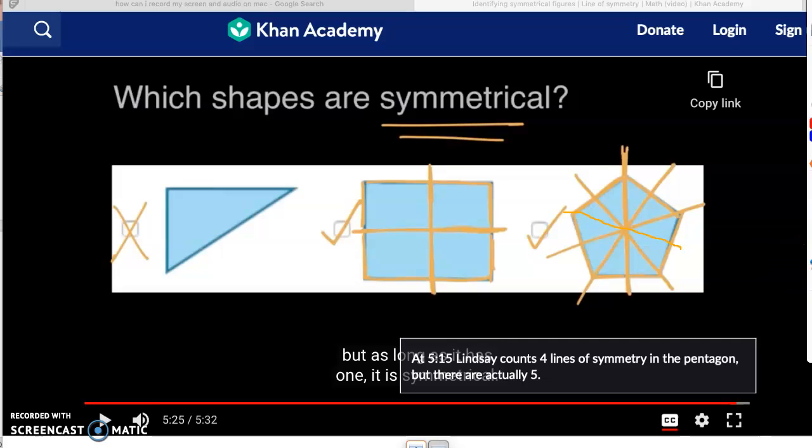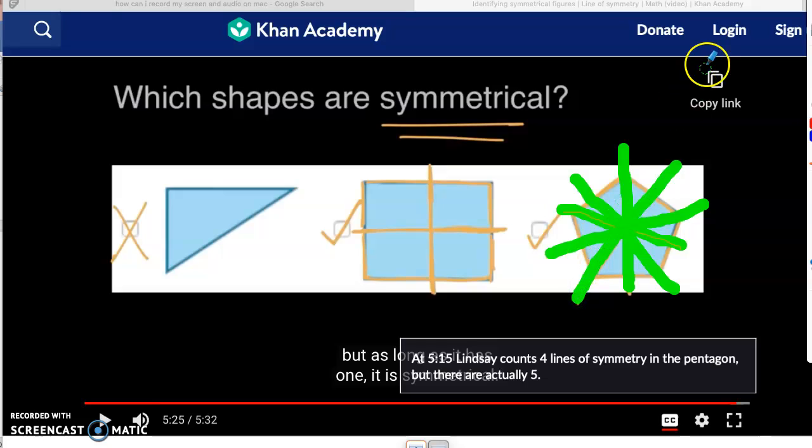So going back to what I said earlier, a shape can have more than one line of symmetry. So we are going to count how many total lines of symmetry this pentagon has. Here's one line of symmetry. Here are 2 lines of symmetry. There are 3 lines of symmetry. Here are 4 lines of symmetry and 5 lines of symmetry. So the pentagon actually has 5 total lines of symmetry.